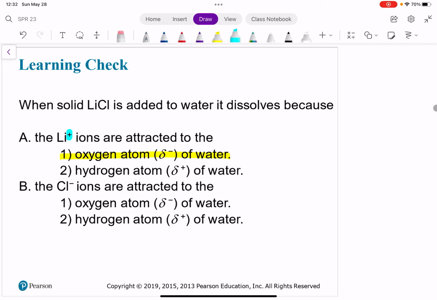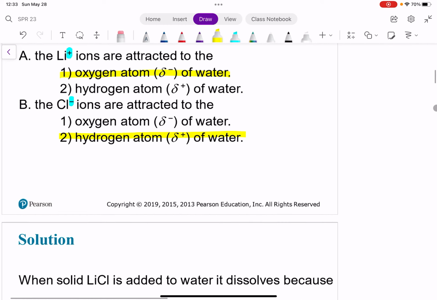And that positive charge is now attracted to that partial negative charge on that oxygen atom. And then for part B, we've got our chloride ions, right, which have formed a -1 charge. Why? Because lithium gave its electron to chlorine, and now chlorine has a -1 charge. So chloride ions are attracted to what? The oxygen atom or the hydrogen atom in water? Yeah, the hydrogen atom, right? Because now that negative is attracted to that positive. So opposites attract.